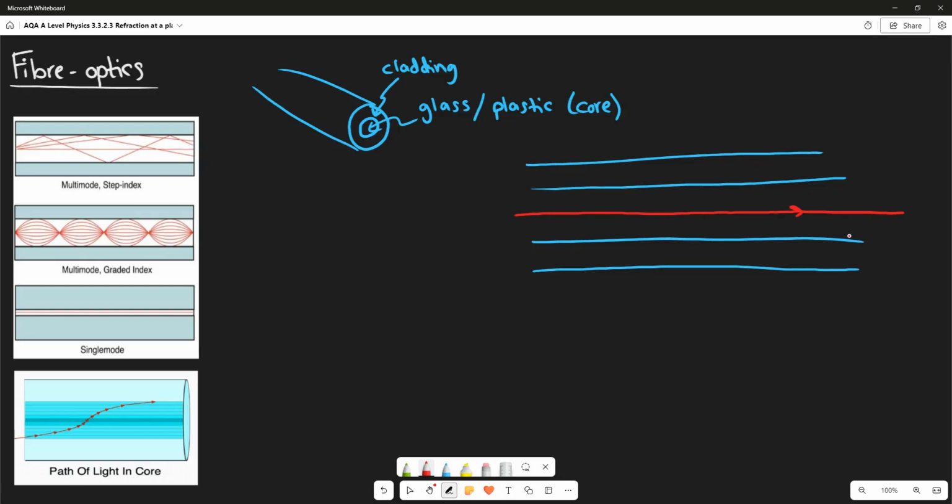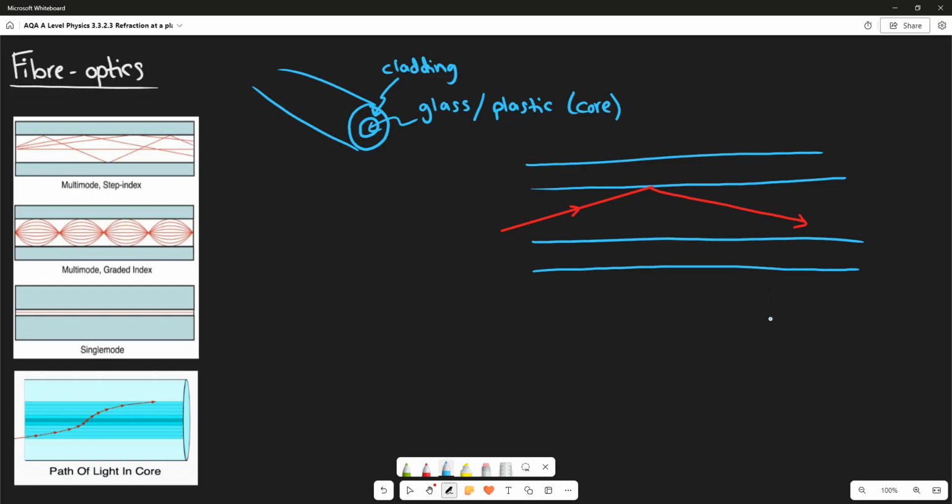But if the wire gets bent, then what's going to happen is that the light is going to come in contact with the edge of that glass core, and it needs to be redirected towards the center. So we have a refractive index of the core matched up with the refractive index of the cladding to create total internal reflection. And the light can continue its journey having been totally internally reflected.